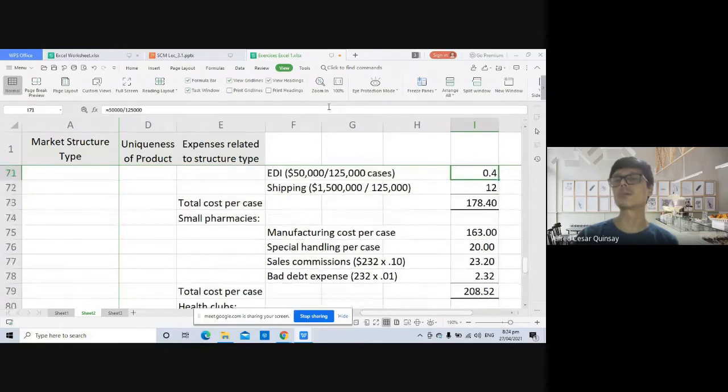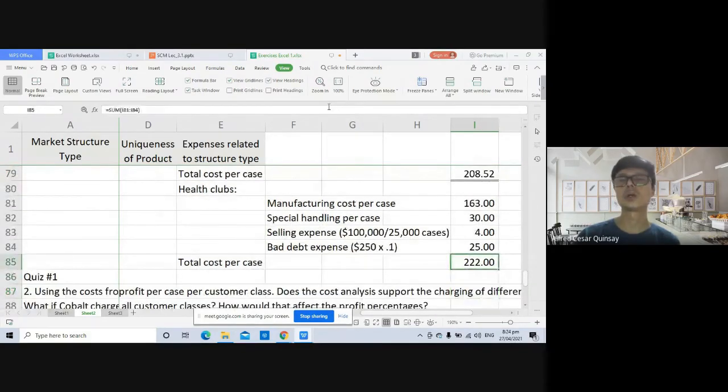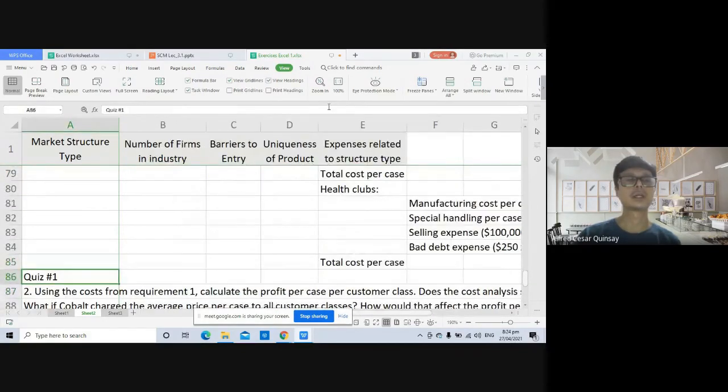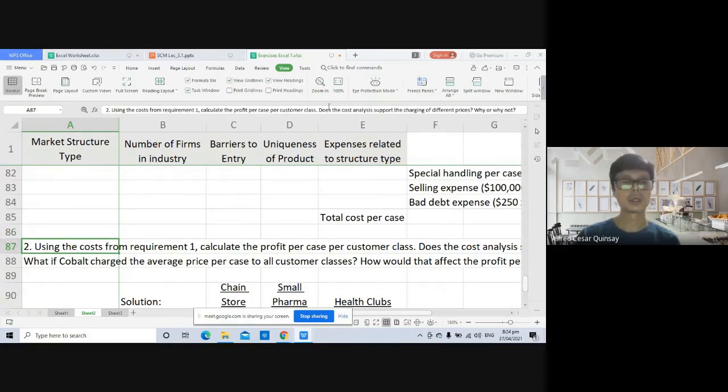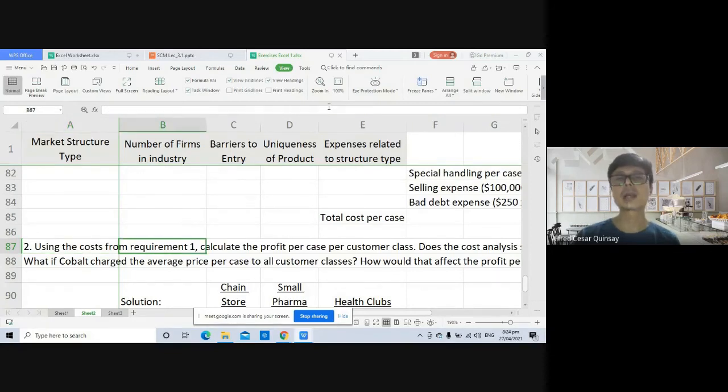So makikita mo pinakamataas yung cost niya kaysa dun sa tatlo. Okay, so ayan. Now, eto, hindi quiz one yan. Yung number 2. Tignan natin yung requirement 2. Using the cost from requirement 1, calculate the profit per case per customer class. So, kakalculate natin yung nakuha natin dito sa number 1.